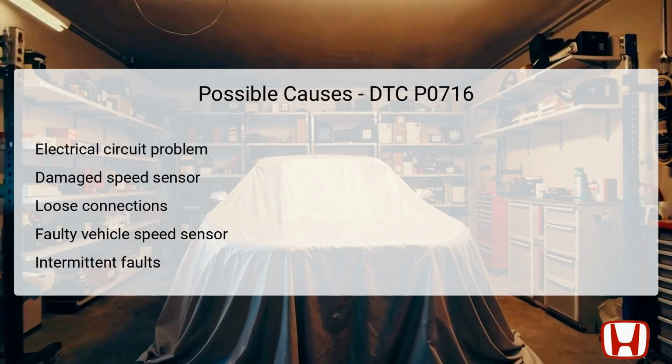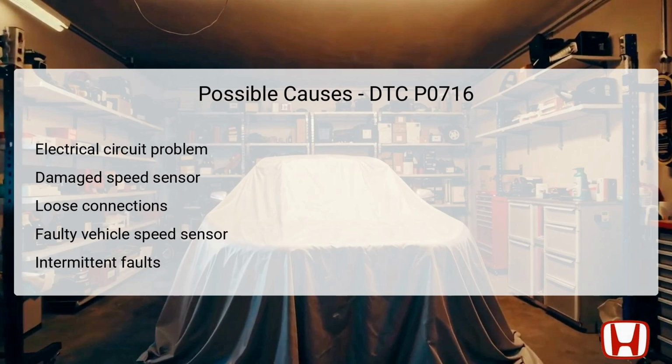The primary cause of DTC P0716 is an electrical circuit problem that is affecting the input shaft speed sensor's operation. This error cannot be attributed to mechanical issues within the transmission, which is a crucial distinction during troubleshooting. A damaged speed sensor may not send accurate signals to the ECU, leading to performance problems. Additionally, loose connections in the wiring harness can interrupt the flow of electrical signals, causing the sensor to underperform.